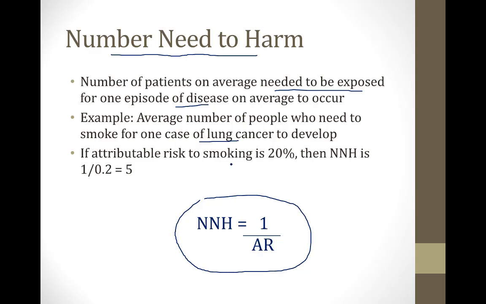So if the AR for smoking was 20%, as in our previous example, then the number needed to harm is 1 over 20%, which is 5. And this is just an easier way to talk about risk. You can say that for every 5 people that smoke, one case of lung cancer develops. That's easier to get your mind around than an attributable risk of 20%. And that concludes our video on risk quantification.